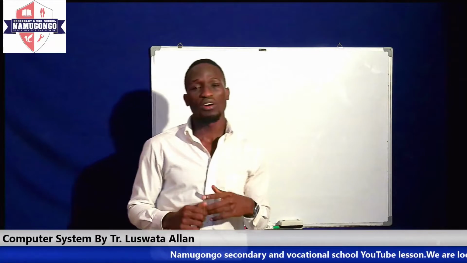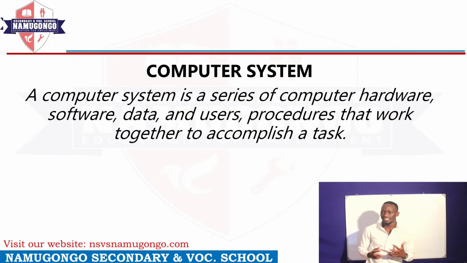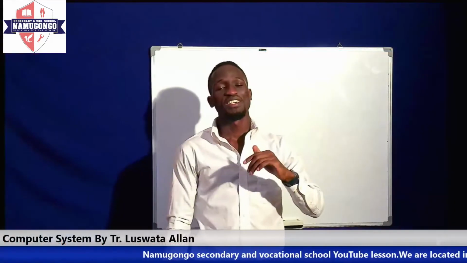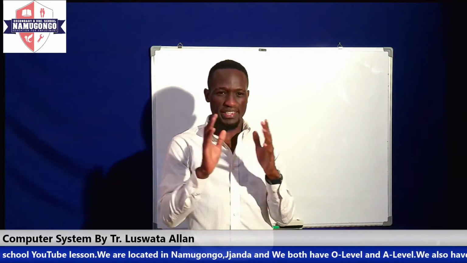Our first question would be, what is a computer system? A computer system is a series of computer hardware, software, data, and user procedures that work together to accomplish a task. Remember, like I said, all these systems in your body work together in order to accomplish a task, let's say that you are alive, moving and breathing and all those things that you do as a human. And so does the computer system.